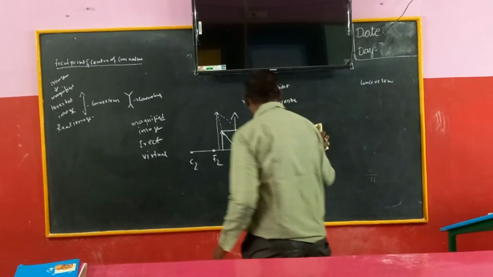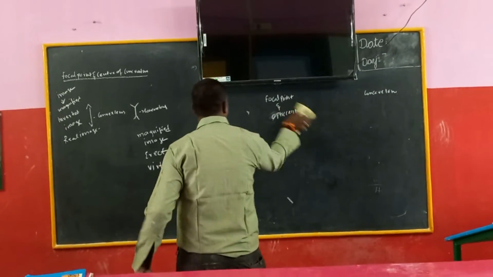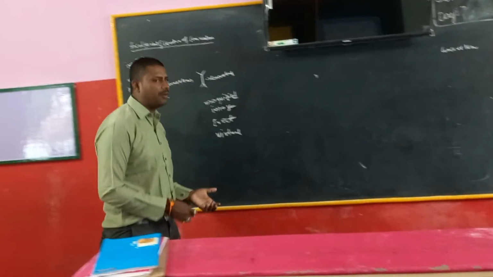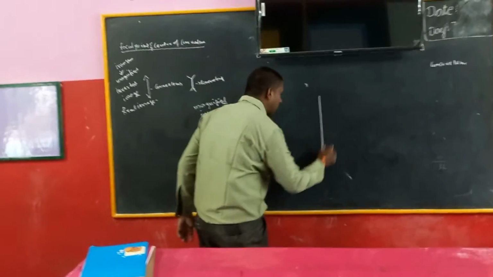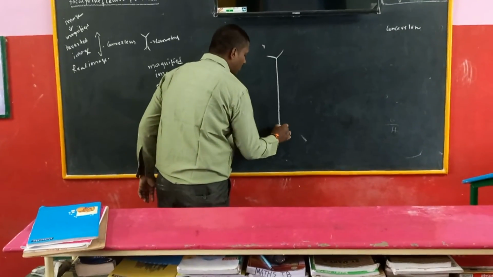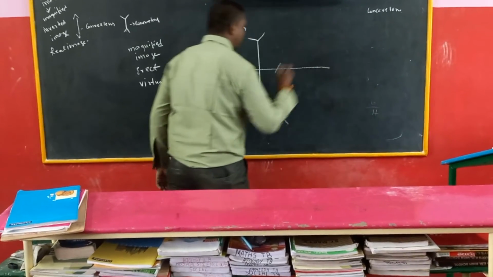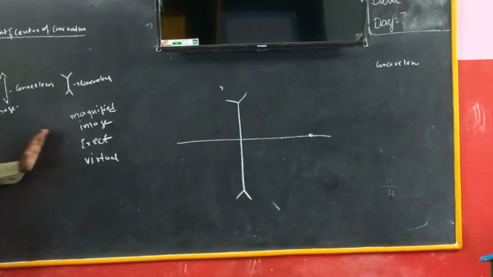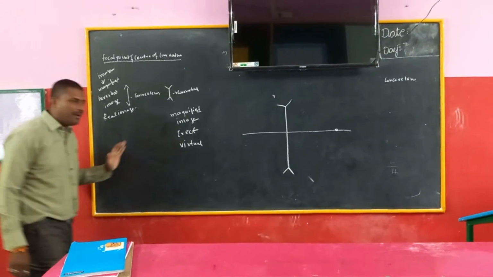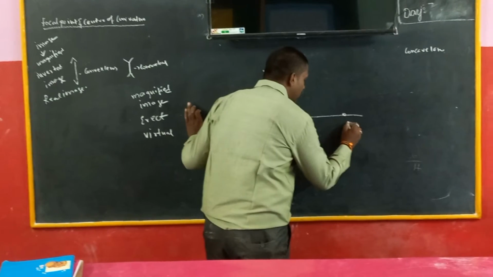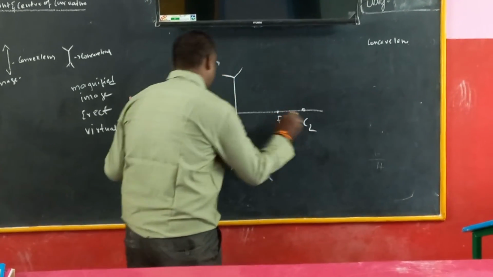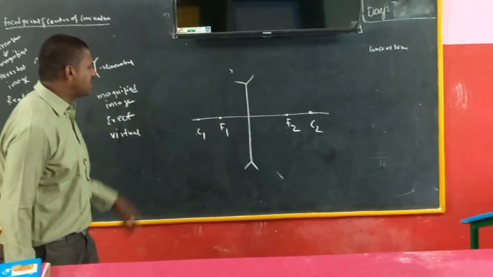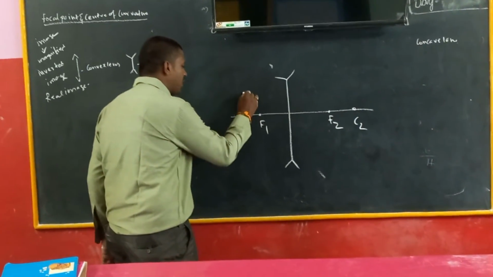Now let us consider the case of concave lens. Up to now we have studied convex lens. Now let us consider concave lens. Concave lens is represented like this, and this is the principal axis. Previously for convex lens we started writing C1 F1, but for concave lens we have to write C2 F2 F1 C1. Now initially let us consider the object is placed between center of curvature and focus.